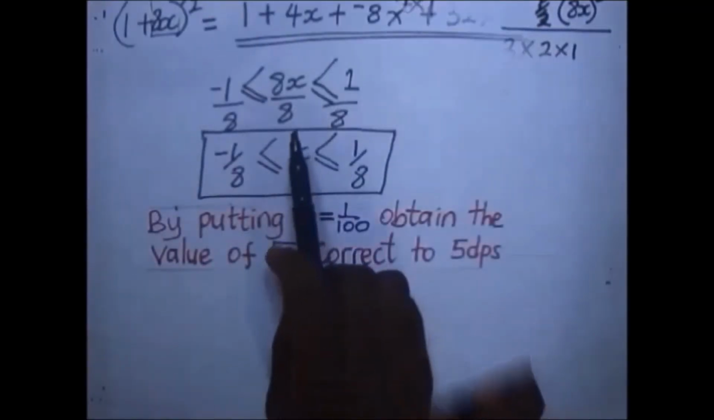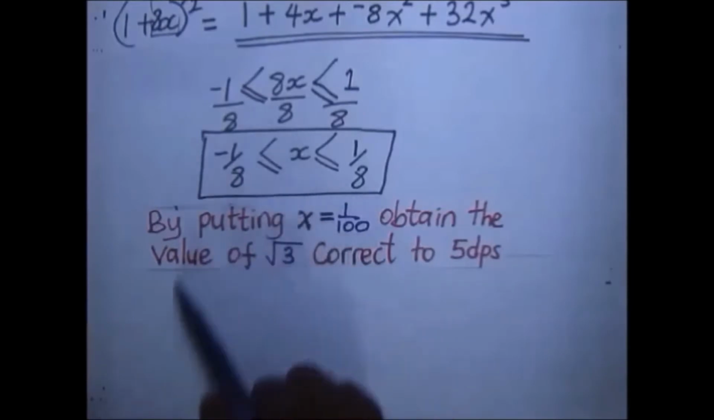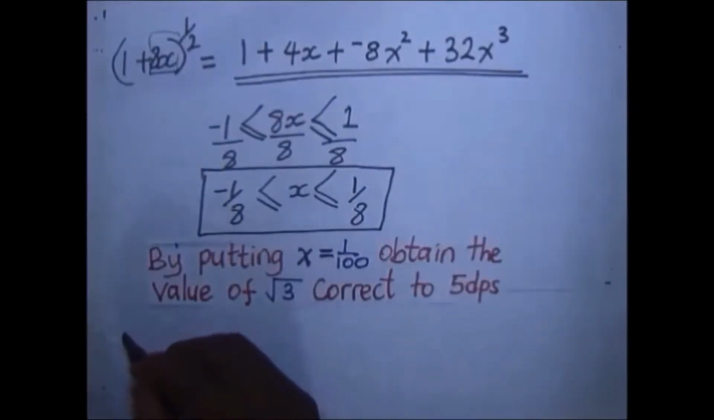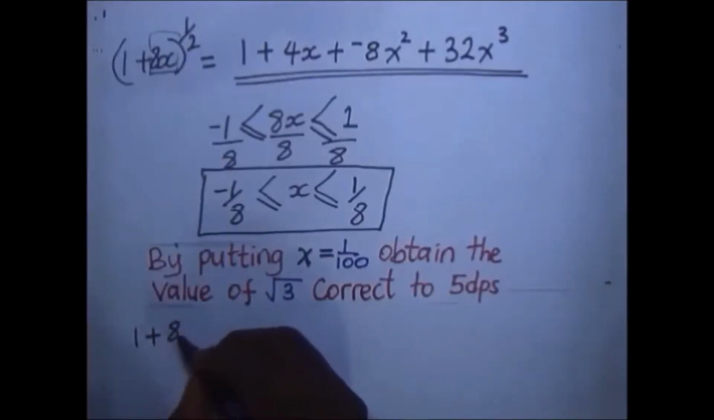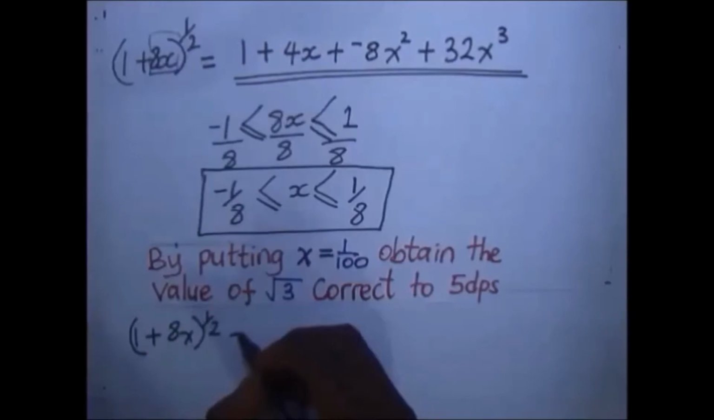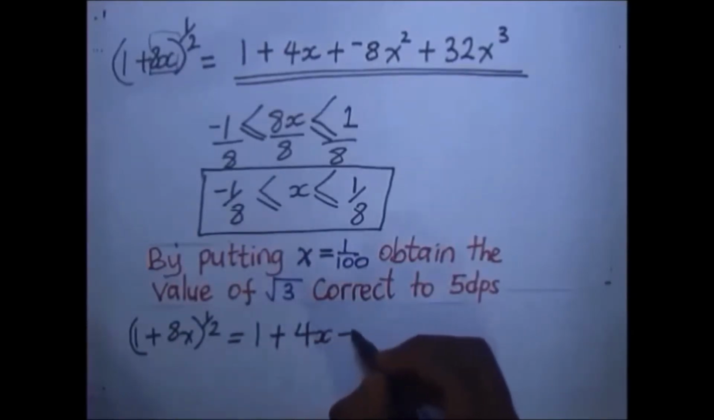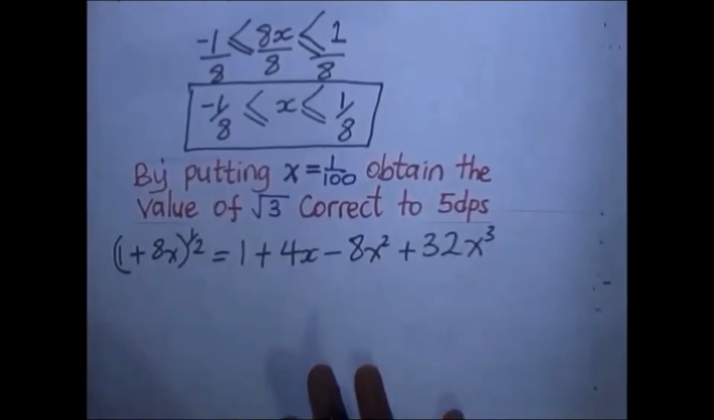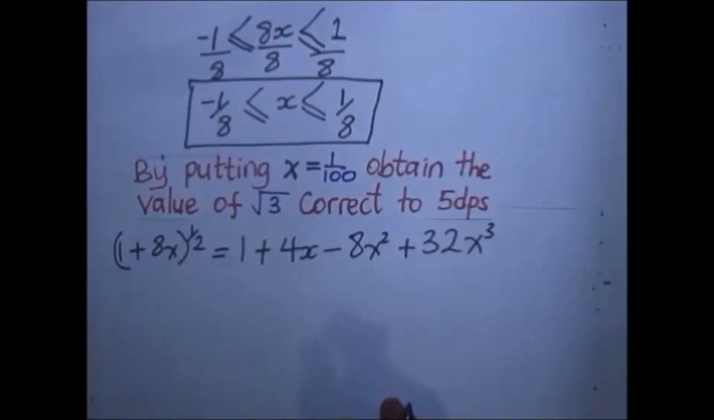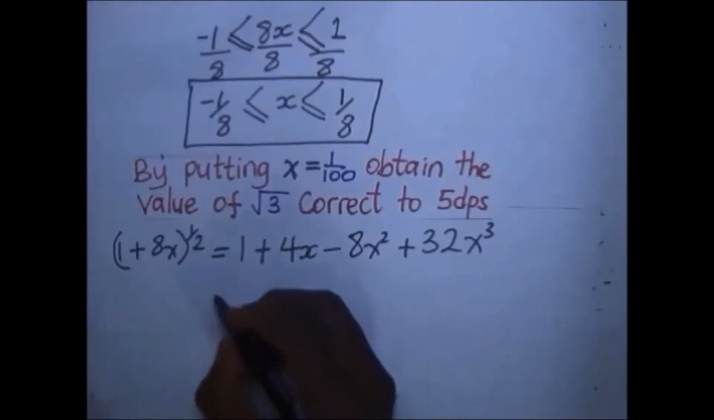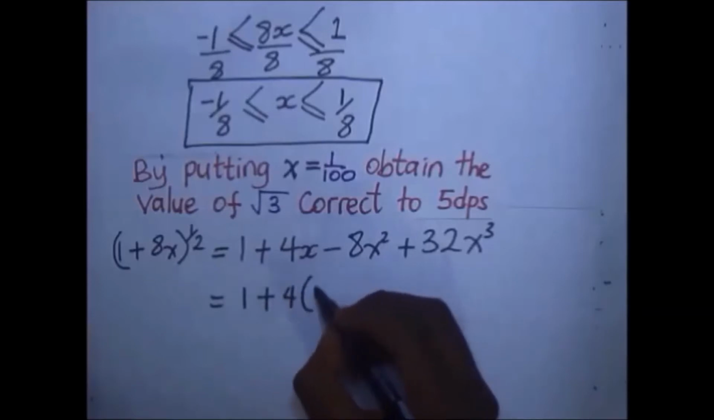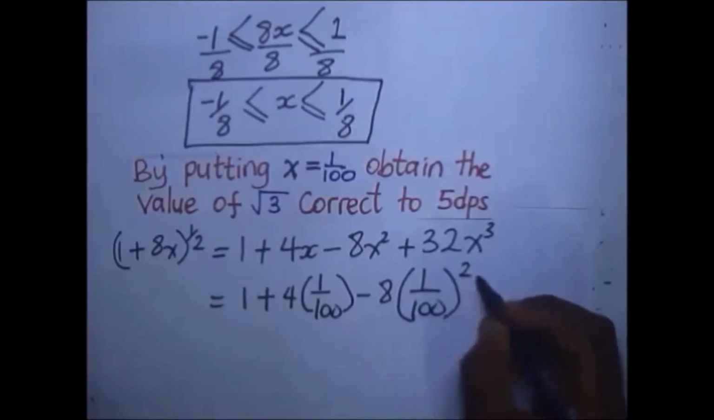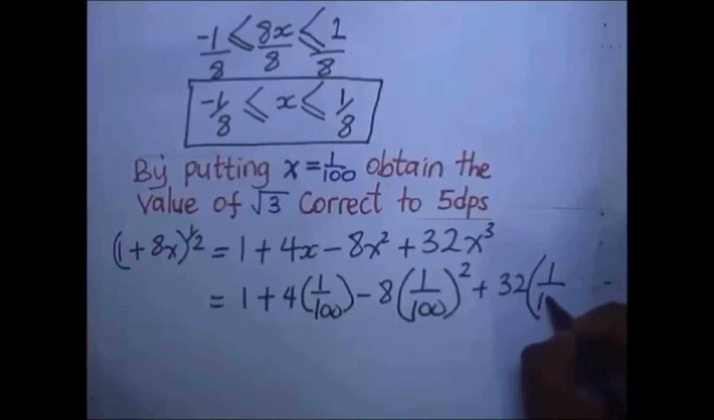Now this is a continuation of that question. They're telling us that by putting x as 100, we've already gotten the expression for this binomial, and it's that. So what we do? First of all, the expression is 1 plus 4x minus 8x squared plus 32x to the power 3. Now they are telling us to put our value of x as 1 over 100. That means it's going to be equal to 1 plus 4 times 1 over 100 minus 8 into 1 over 100 squared plus 32 into 1 over 100 to the power 3.